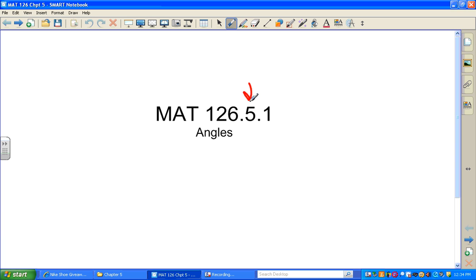Anyway, chapter 5 starts the trig. At the beginning of the year, we had chapter A that was trig. We talked about the unit circle, coterminal angles, things like that. That's fantastic. You'll see some of this information repeated.